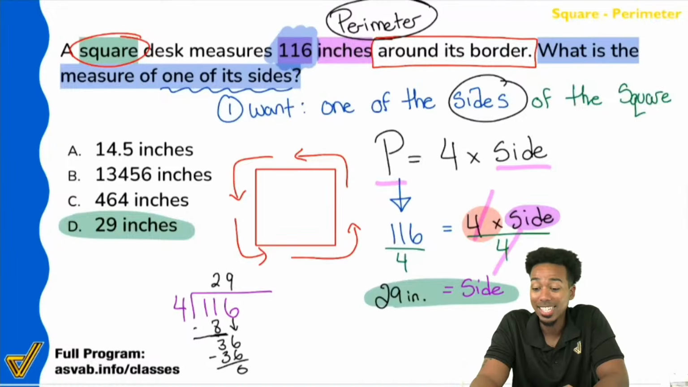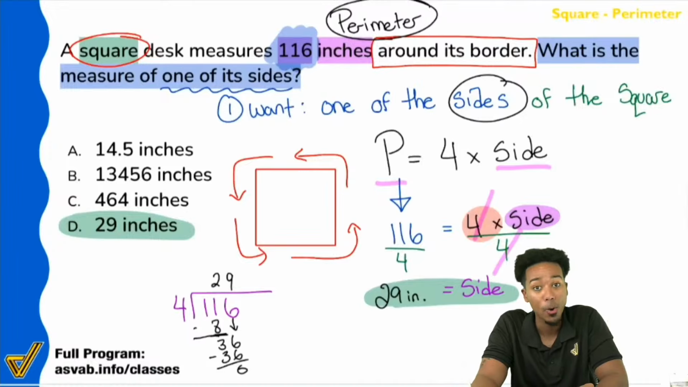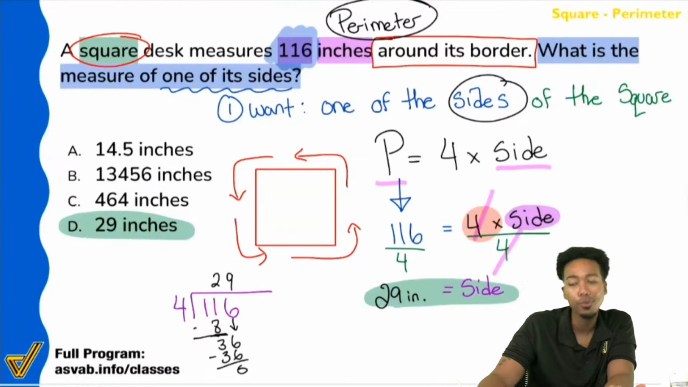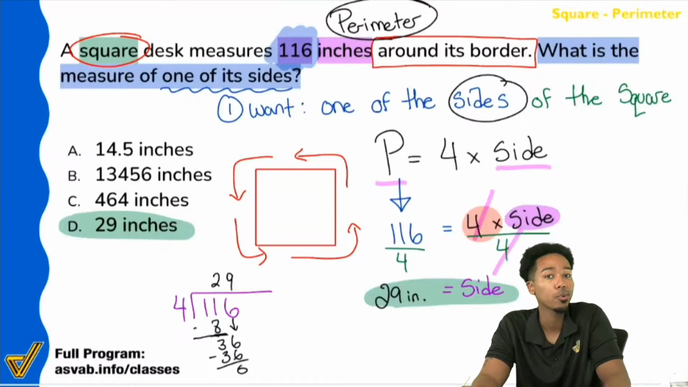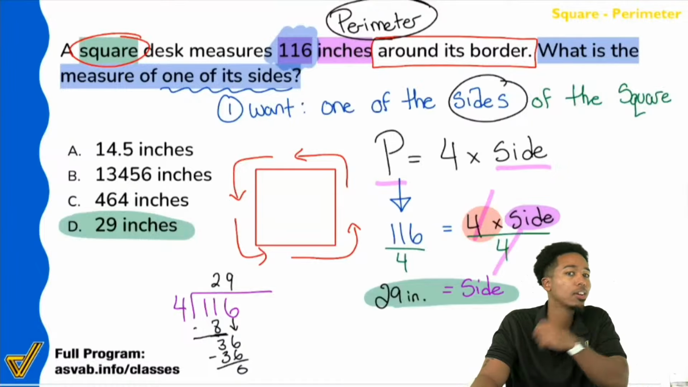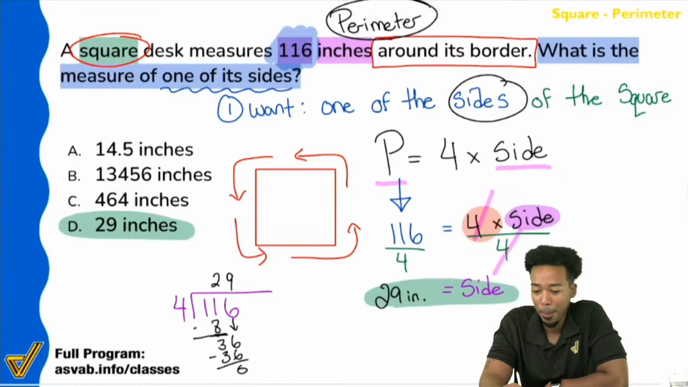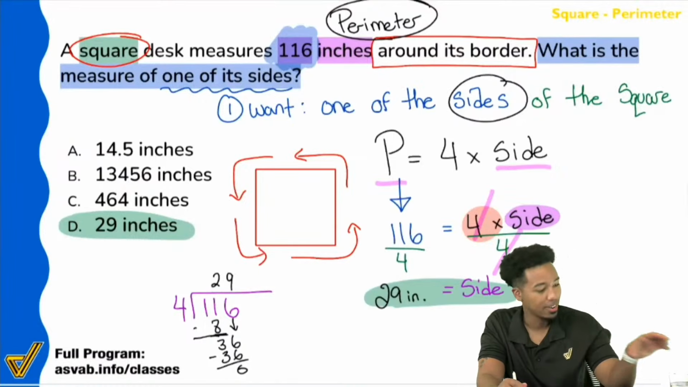And yeah, Angelica, exactly. The other way to think about it is, if you're working forwards, 4 times the side, which is 29, which is what we found, should equal the perimeter. It should equal that 116. And so if you check your work, 29 times 4, yeah, that's 116. Right on, man. Right on.